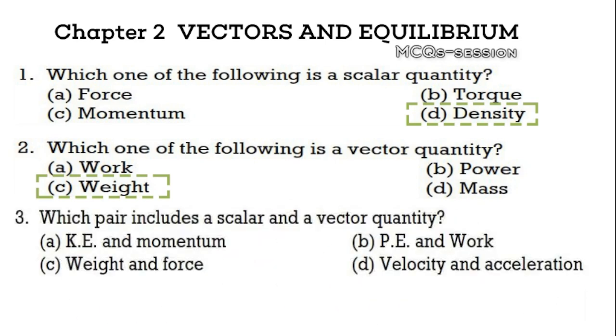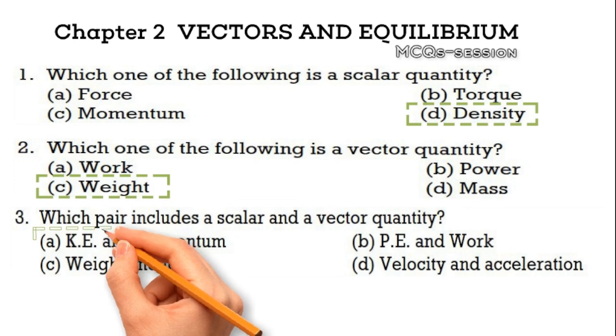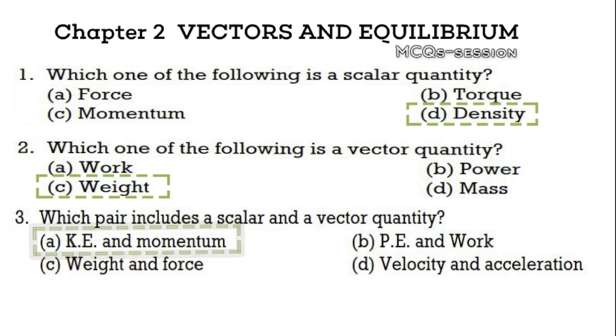Question 3. Which pair includes both a scalar and a vector quantity? Options: A. Kinetic energy and momentum, B. Potential energy and work, C. Weight and force, D. Velocity and acceleration. Pause the video to think this one through. The correct answer is A. Kinetic energy and momentum. Explanation: kinetic energy is a scalar quantity with only magnitude, while momentum is a vector having both magnitude and direction.